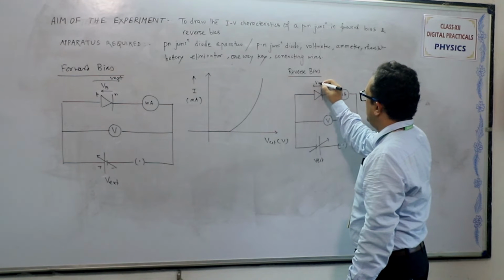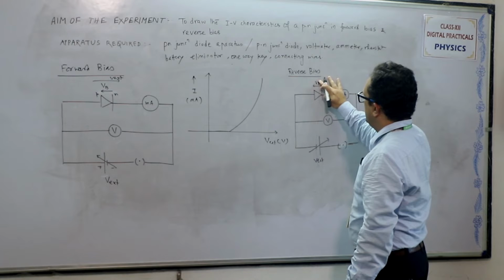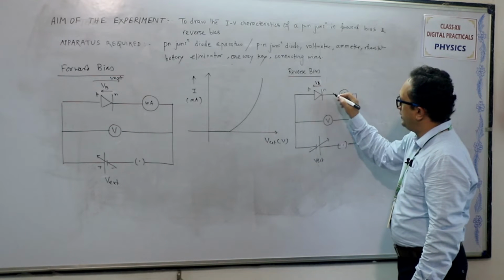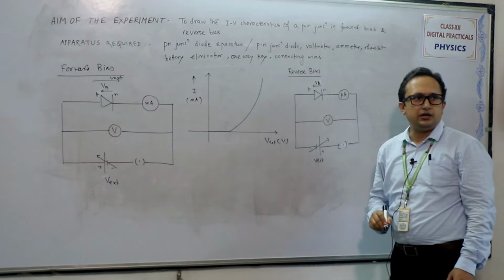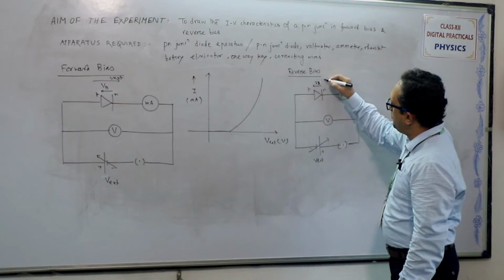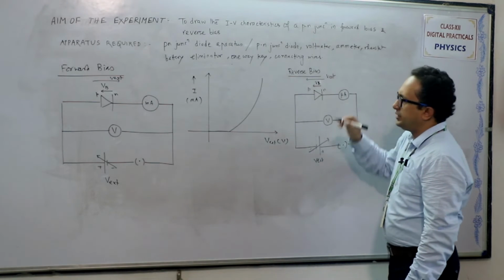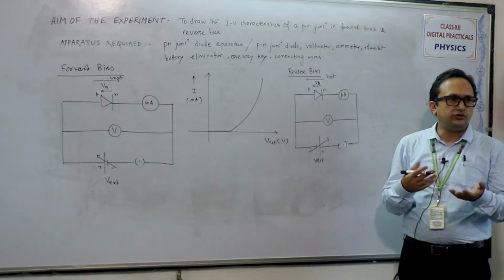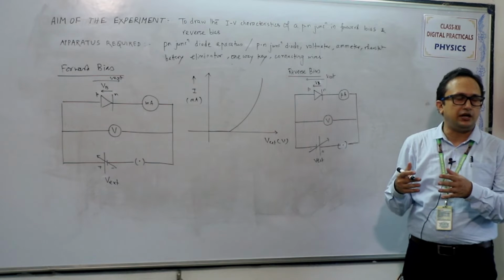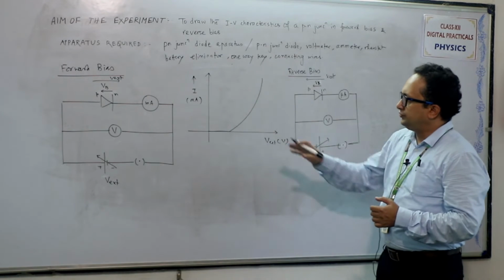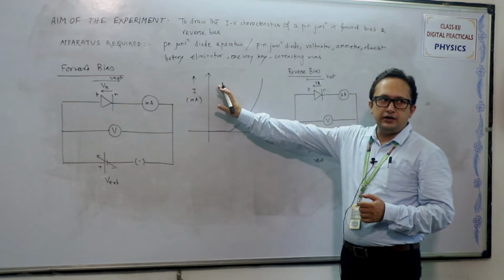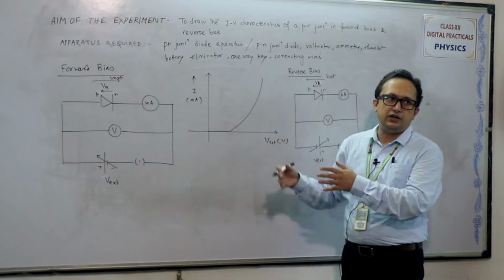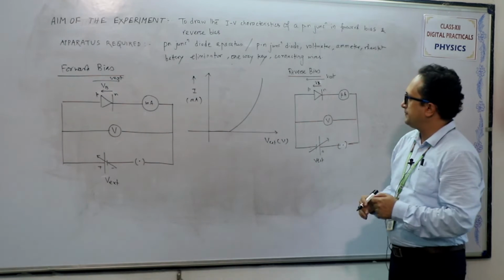Only thing to note here is that in reverse bias, P side is connected to the negative terminal and N side is connected to the positive terminal. And here the applied potential and the barrier potential are in the same direction. So the direction of the current is also reversed, as well as the sense of the potential application is reversed. So since the direction of the current and voltage are opposite to what we have in forward bias, we are going to plot the graph in the third quadrant.